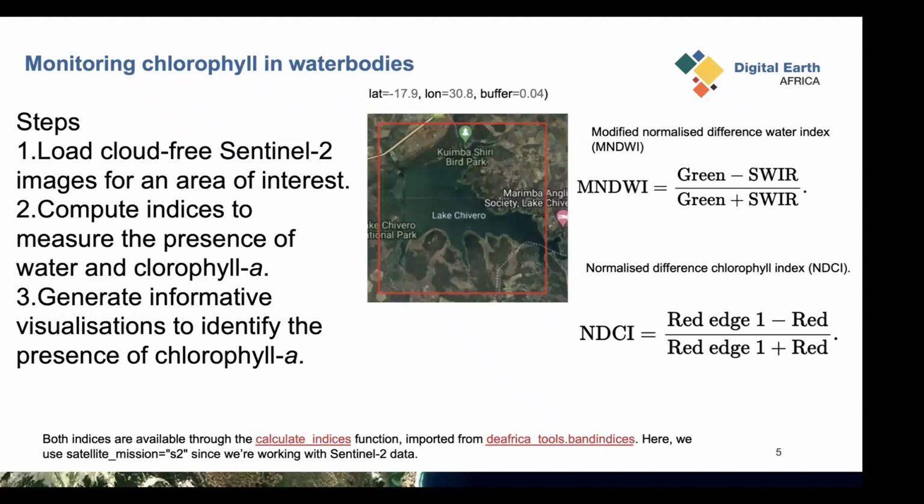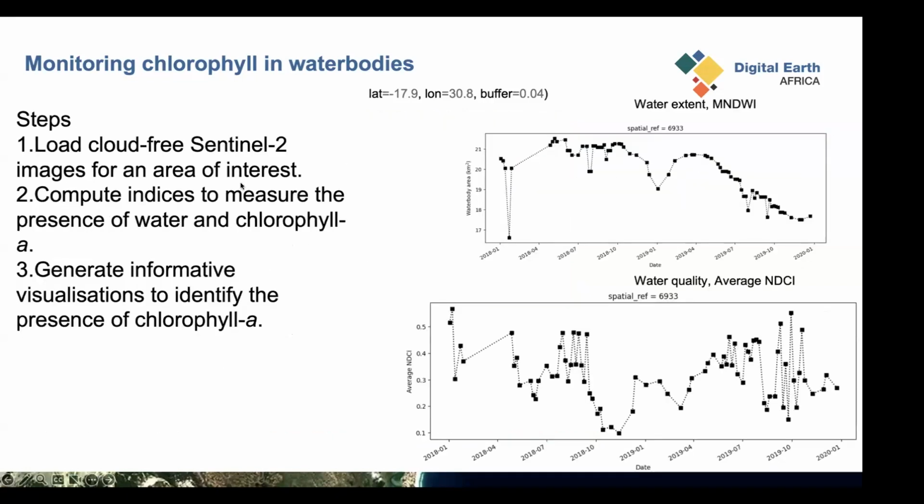The notebook which we've developed gives you this workflow where you can go to an area of interest and get the water extent index, where you use the green and shortwave infrared bands. Then we compute the Normalised Difference Chlorophyll Index, using the Sentinel-2 red edge 1 and red bands. Once you load the area of interest, we compute the indices and generate information which gives us an idea of the presence of chlorophyll. As we move through the notebook, this is the extent of the area in Lake Chivero in Zimbabwe.